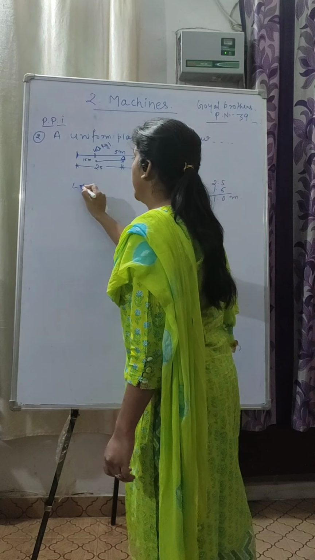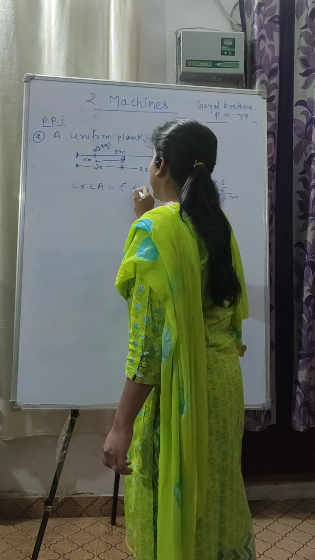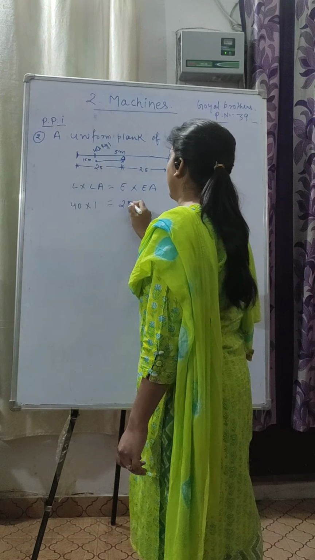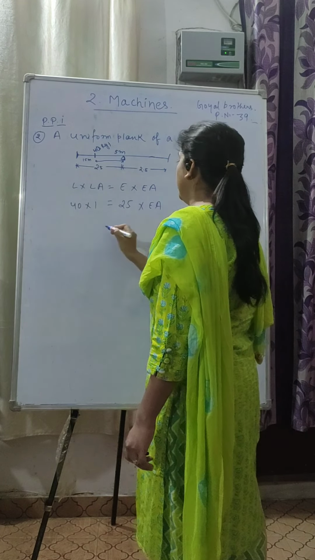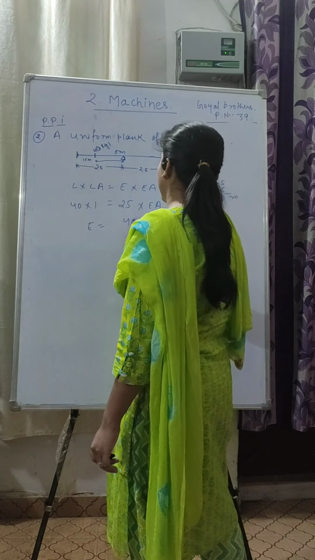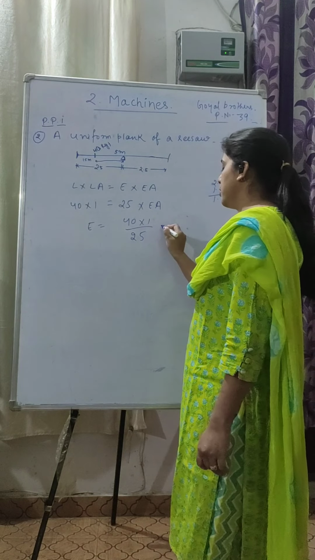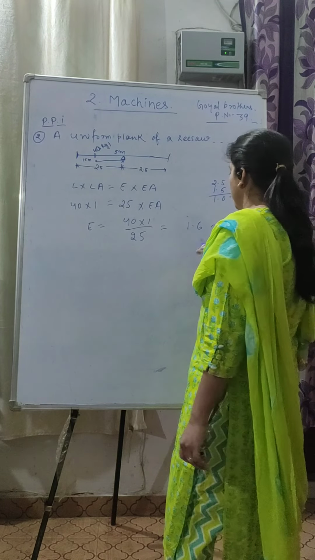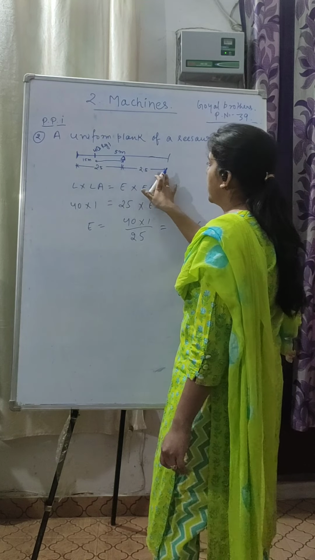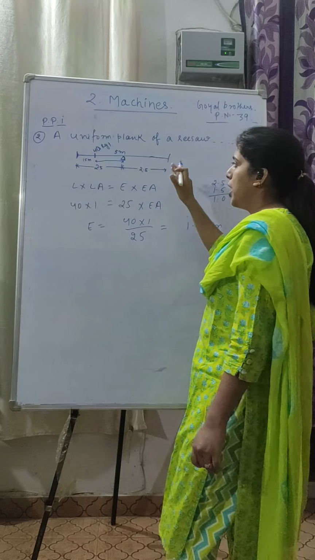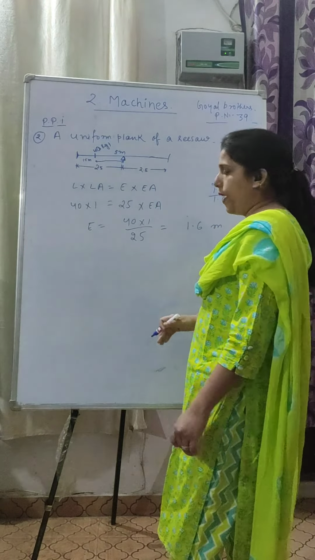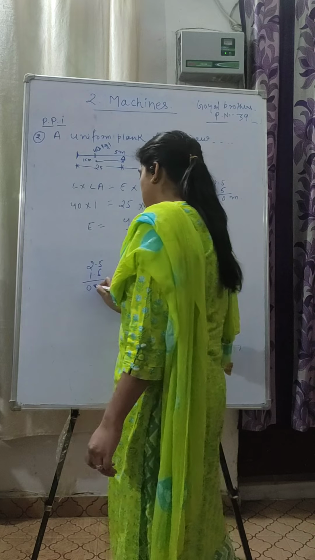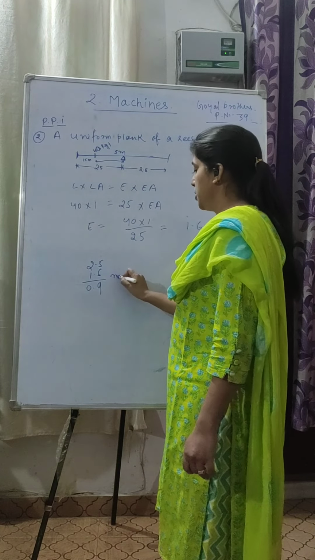So we simply have to put in the values of every given thing: 40 into 1, and it was 2.5, and the effort arm will be 40 into 1 upon 2.5. So we will get 1.6 something meter. This is the complete distance from here to here, but you have to find where to seat the girl so that the seesaw is balanced. So what we will do is simply subtract 1.6 from 2.5, and here we will get the answer, that is 0.9 meter. It is the complete answer.